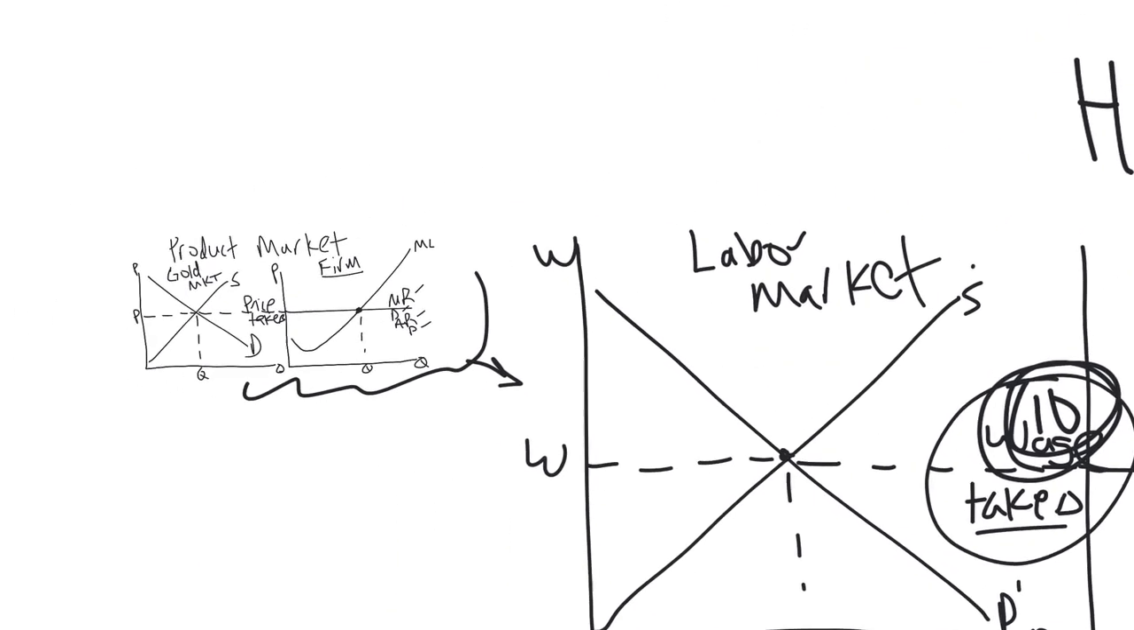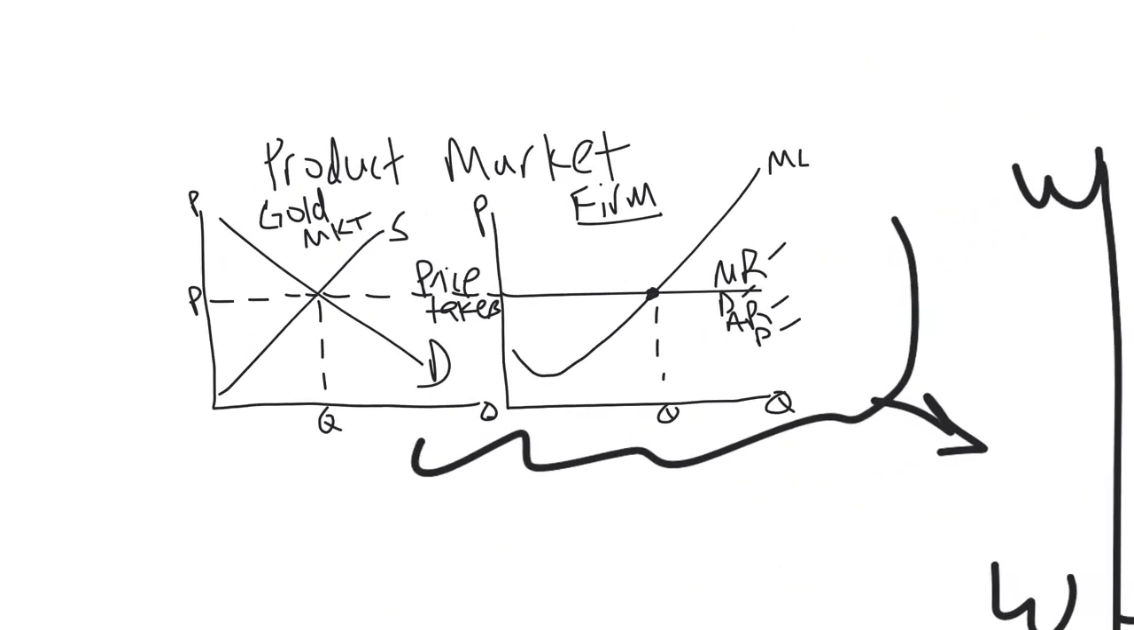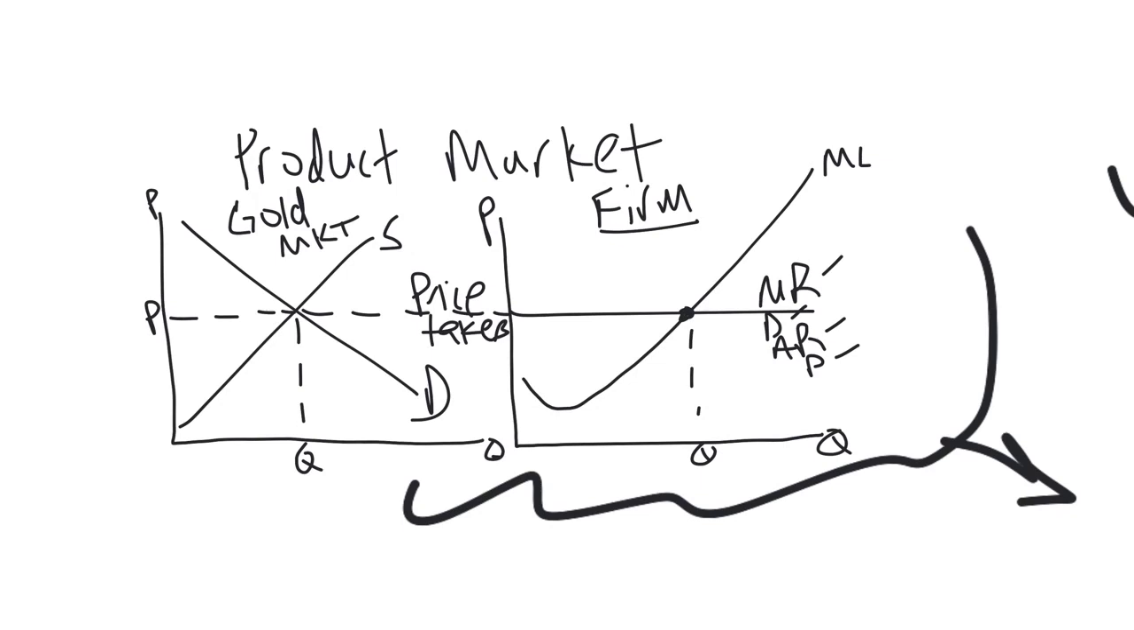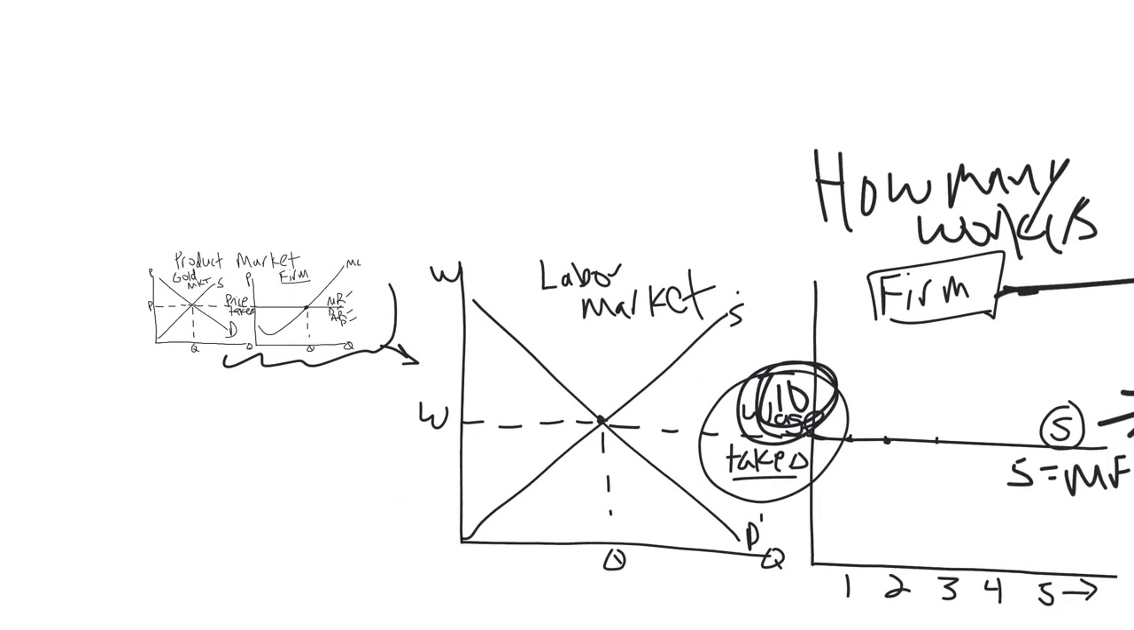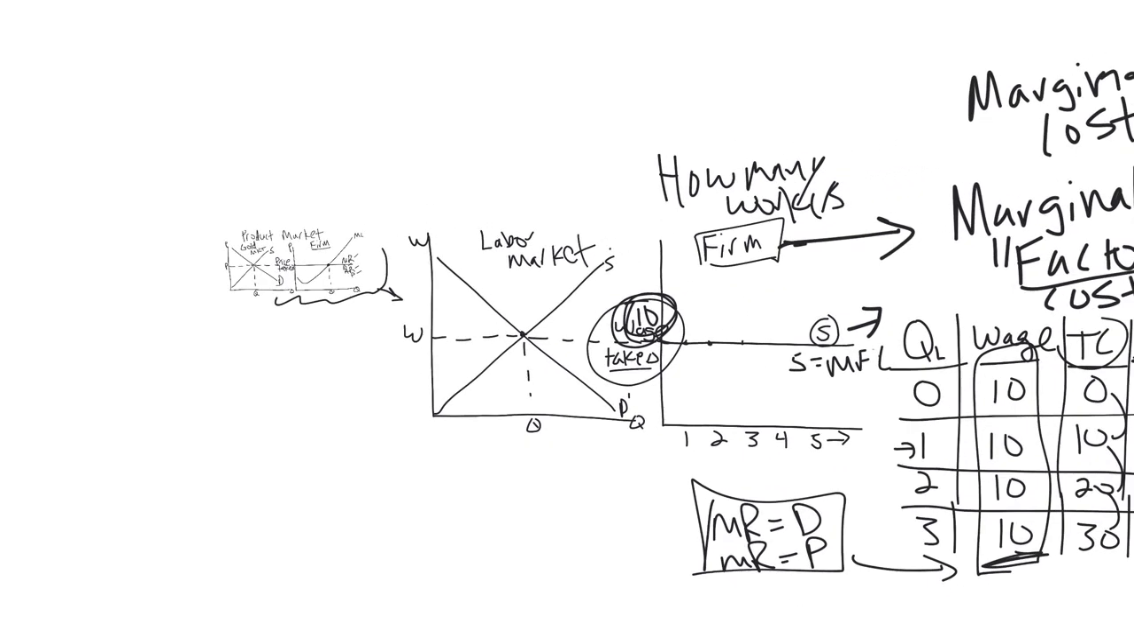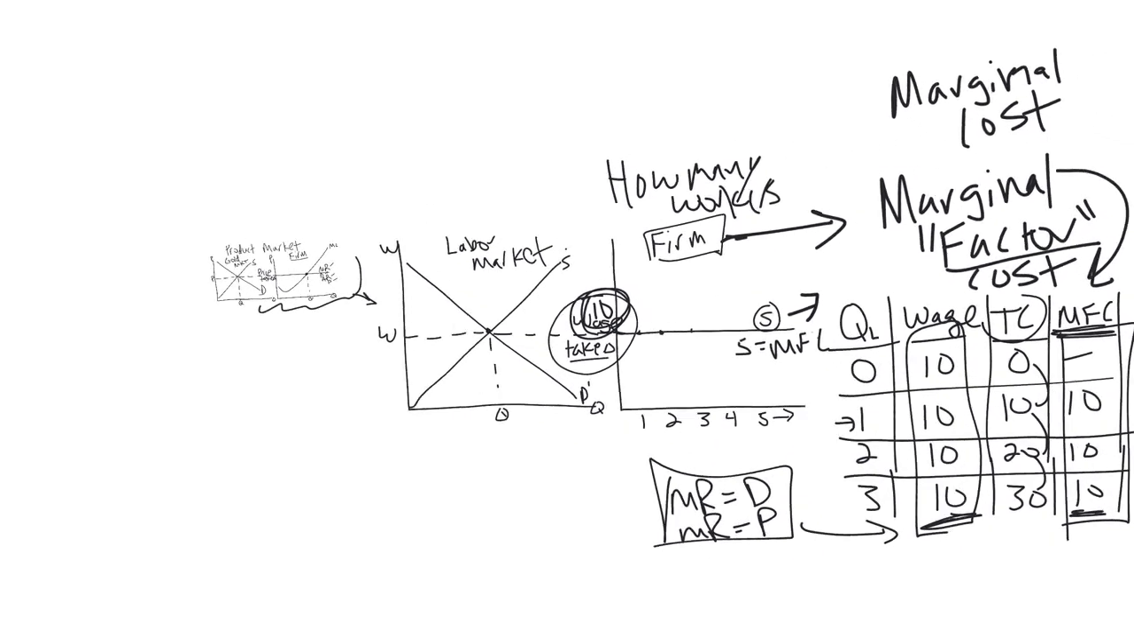If we go back over to the product market, you're going to have similar things. Supply and demand for the product. You have the firm being a price taker. The price of the product is going to be equal to the marginal revenue, which is the extra revenue that the firm gets. Okay, so lots of similarities between these two when it comes to product market and factor market and perfect competition.